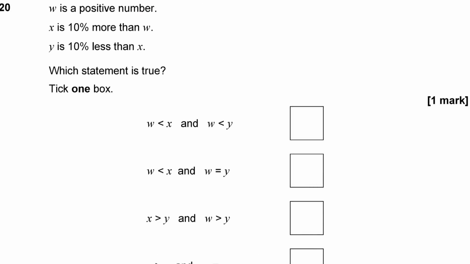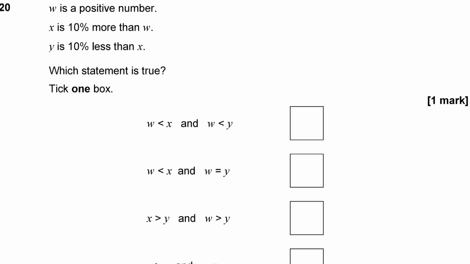Question 20. W is a positive number. X is 10% more than W. Y is 10% less than X. Which statement is true? Okay, so we've got to take care here, because adding 10% to something and then taking it away again doesn't necessarily take you back to the same place. So let's think about it.